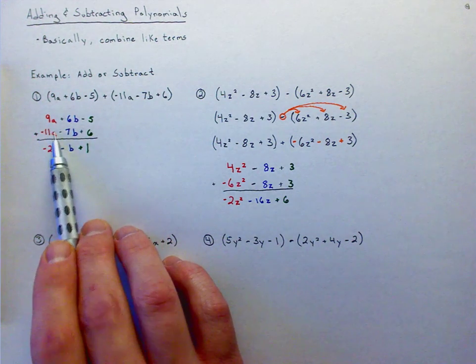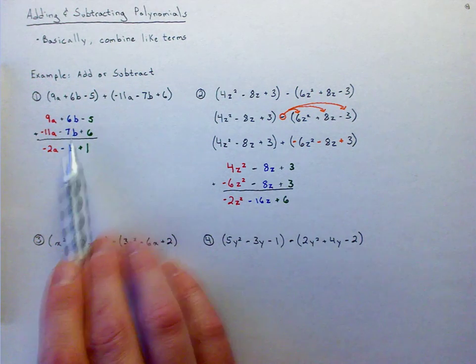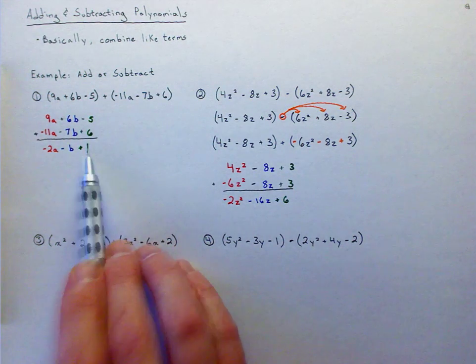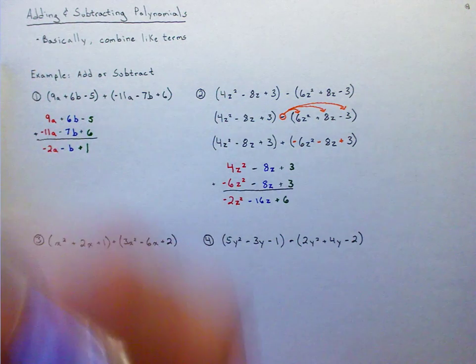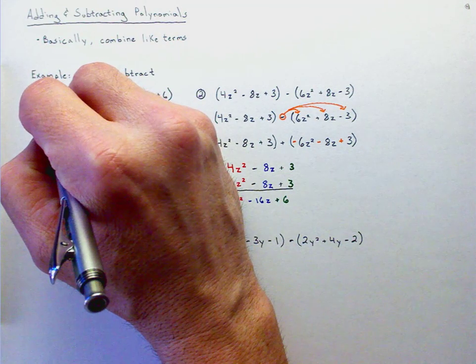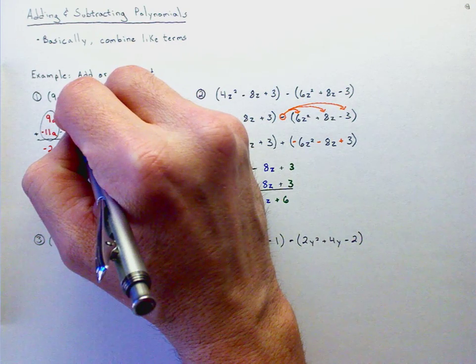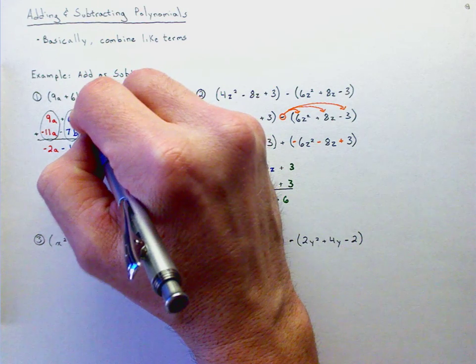9a minus 11a is a negative 2a, 6b minus 7b is a negative b, and a negative 5 plus 6 is a plus 1. Again, all I did was combine the like terms. I combined the terms that contain the variable a, and then I combined the terms that contain the variable b, and then I combined my constants.